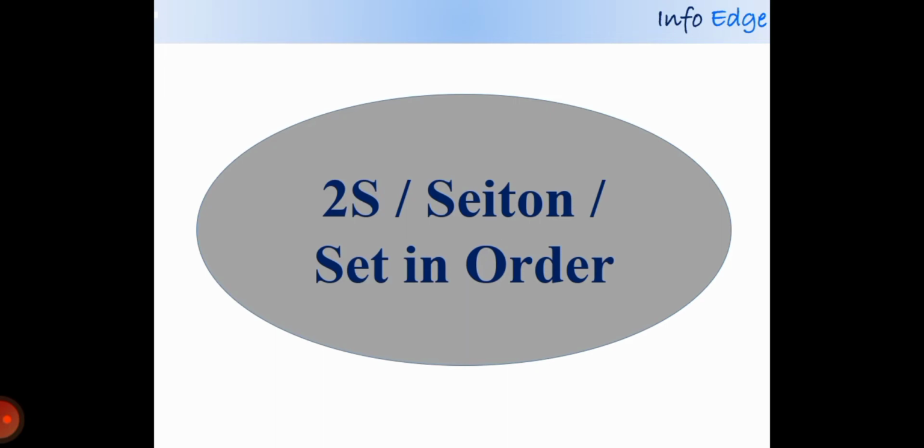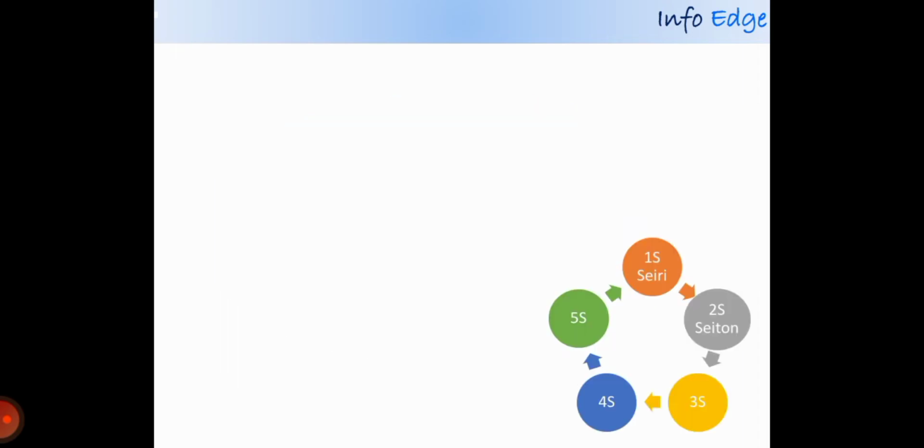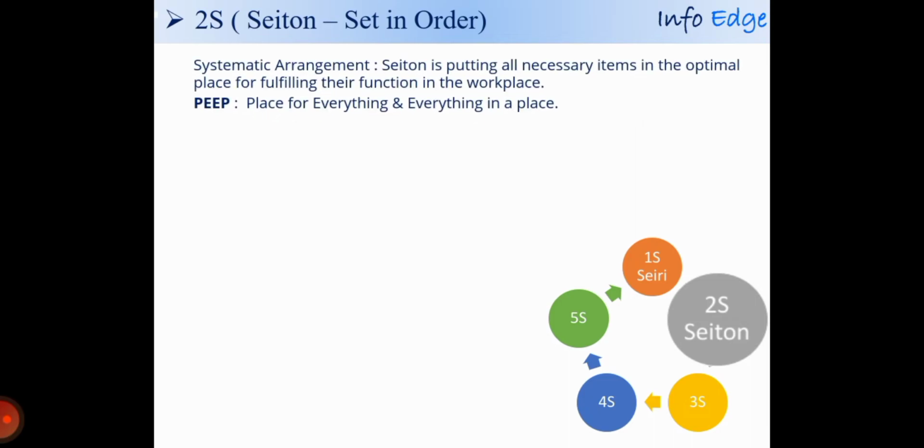We'll go to the next S, that is Seiton, or set in order. This is the second S in the 5S methodology. It is a systematic arrangement, like a set in order. Seiton is putting all necessary or wanted items, which were listed out in the first S, in an optimal place for fulfilling their function in the workplace.